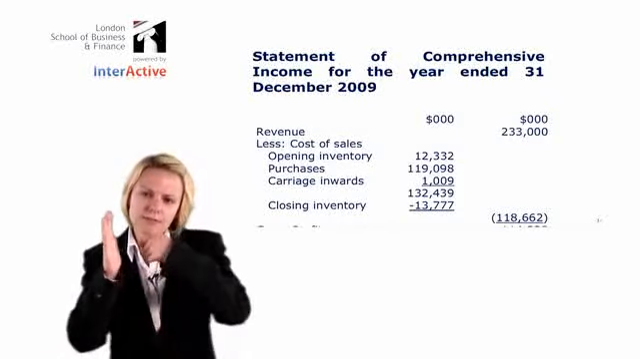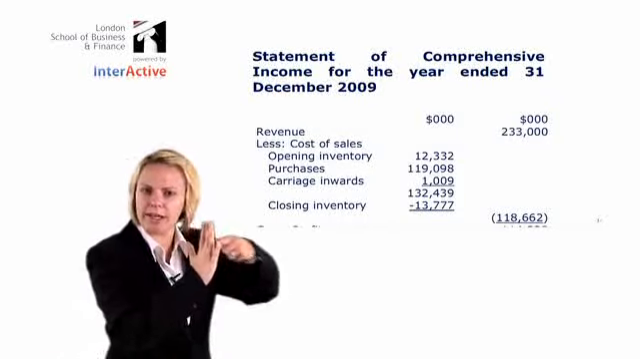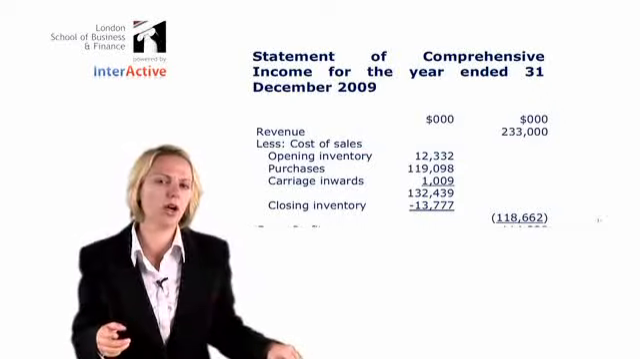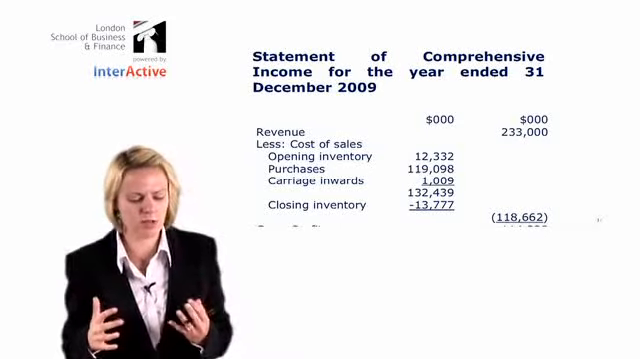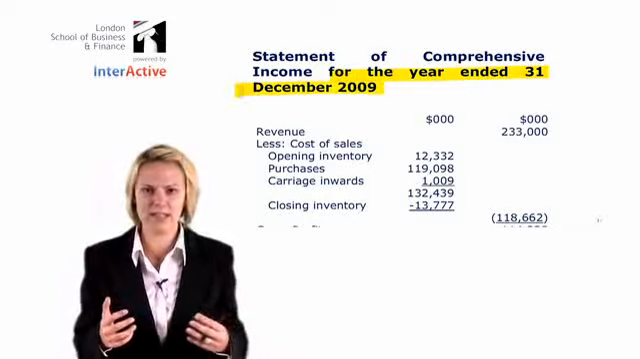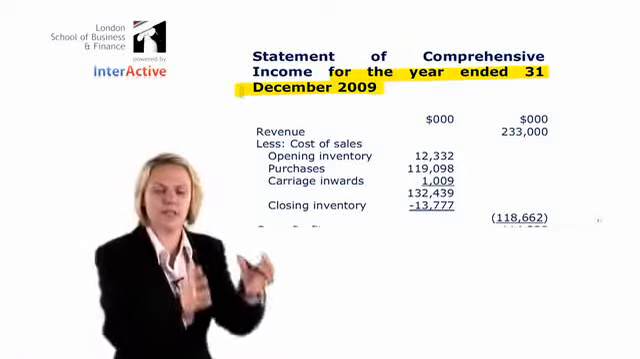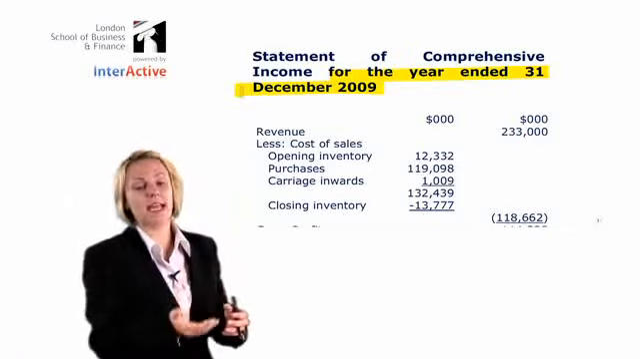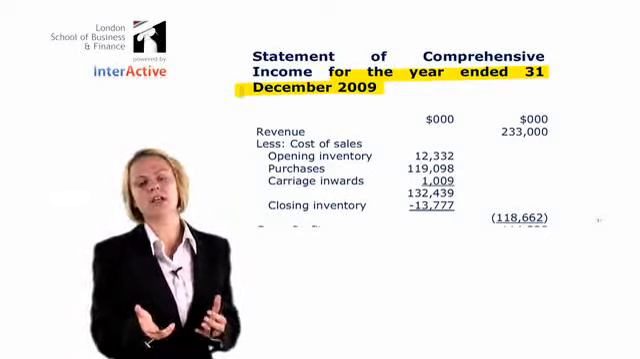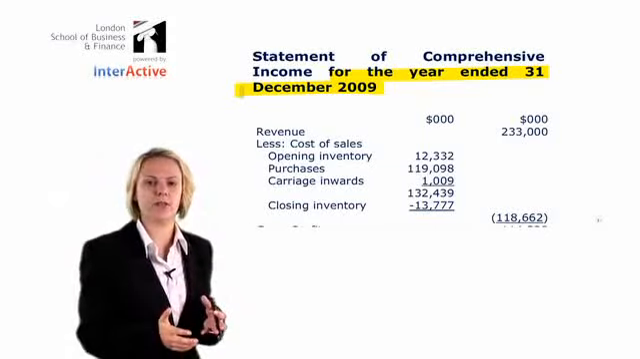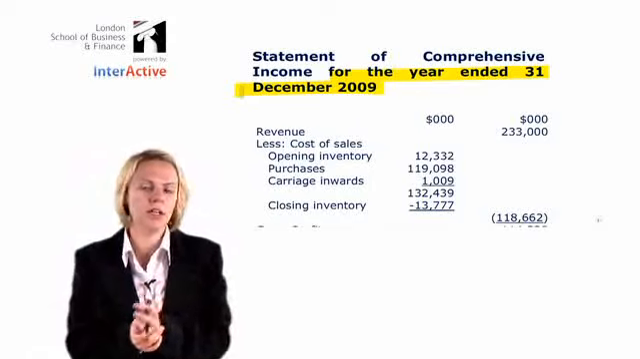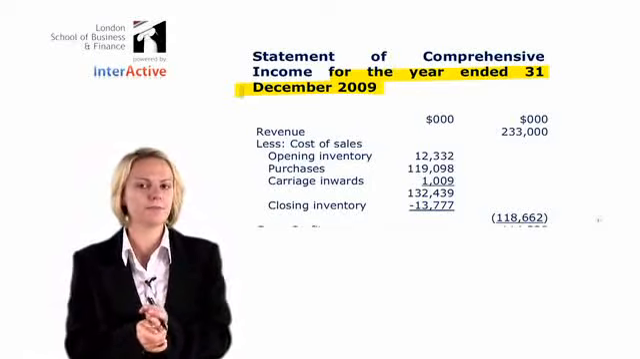Now notice I said it was a video recording for the year of all income and expenses. So the Statement of Comprehensive Income is going to have a certain title. It's going to be for the year ended, in this case, the 31st of December 2009. So it's always for the year ended. Everything in the year up to the 31st of December 2009, and that would be our year-end cut-off.